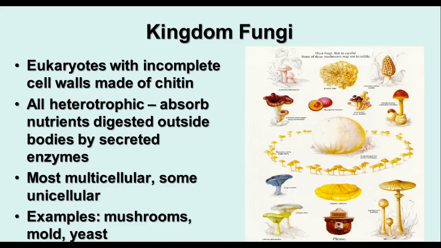Kingdom Fungi are the fungi. These are eukaryotes with incomplete cell walls made of chitin. Incomplete cell walls because the cell walls do not always completely enclose the cell. There are openings in them where they communicate with other cells. All members of kingdom Fungi are heterotrophic, and they all absorb their nutrients that are digested outside their bodies by enzymes that are secreted by them. Most of them are multicellular, but there are some unicellular ones like yeast. Examples include mushrooms, molds, and yeasts. This shows a lot of different pictures of different kinds of fungi that you might have come in contact with, like puffballs and various kinds of toadstools and so forth.